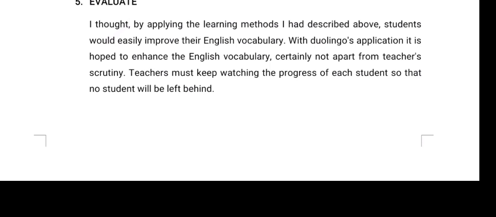Evaluate. I think by applying the learning methods I have described above, students would easily improve their English vocabulary. With the Duolingo application, it helps to enhance the English vocabulary, certainly not apart from teachers' supervision. Teachers must keep watching the progress of each student so that no student will be left behind.